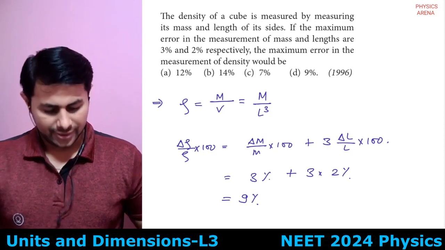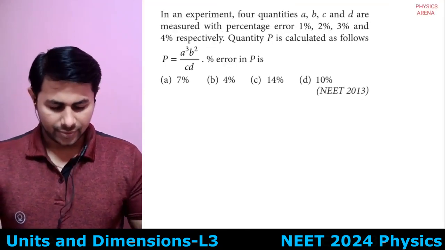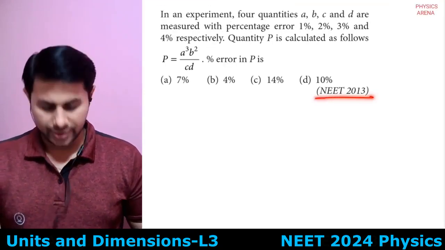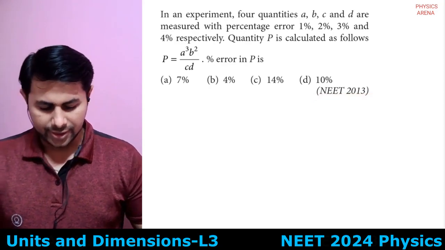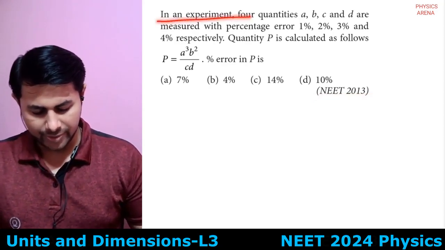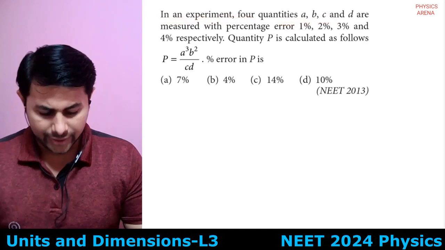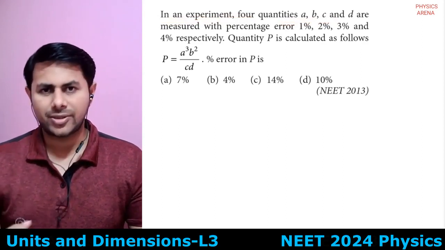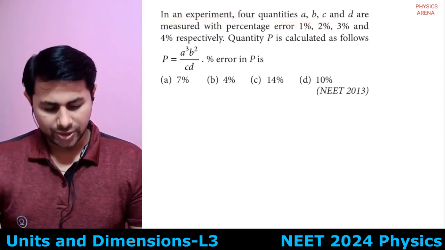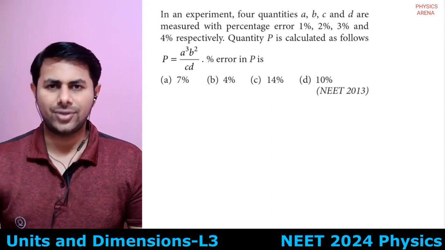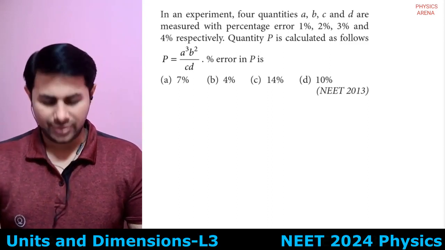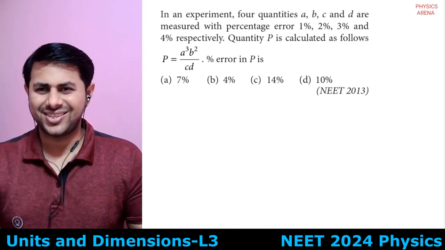All right. So this is simple. Again, this is from the NEET and it's a similar one. So in an experiment, four quantities. See, I told you that these kinds of problems are repeated. So the questions on errors are like this only, most of the times. Okay. So these are 3 marks in my opinion.